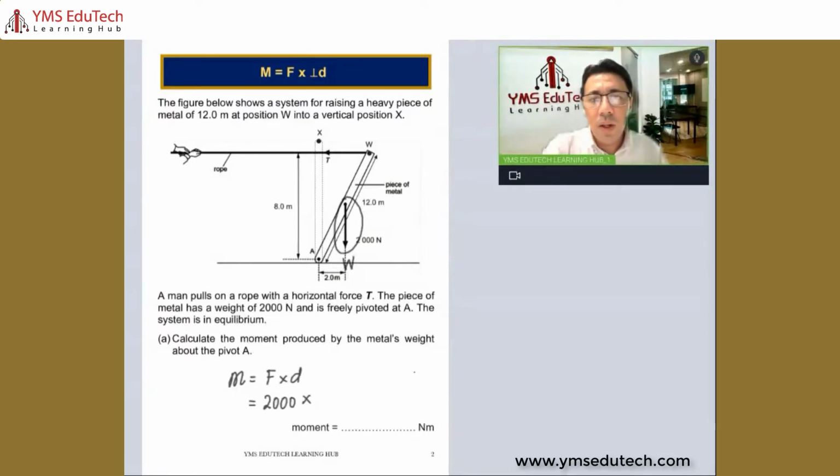The easiest way to find this distance will be by looking at the force. Now the force is vertical, right? The weight points downwards, so it is in a vertical direction. Therefore, the distance that you take, being perpendicular, must be the horizontal distance to the pivot. So which distance here is the horizontal distance to the pivot? It will be 2 meters. So the answer here would be 4000 Newton meters. So it's a very straightforward question using the formula, calculating moments produced by the metal's weight.